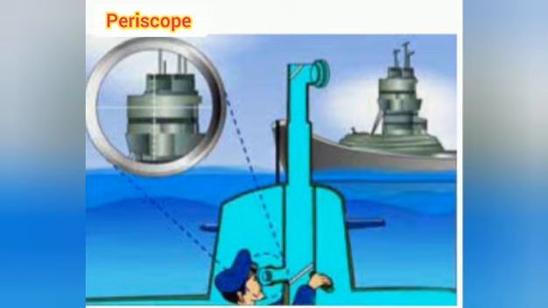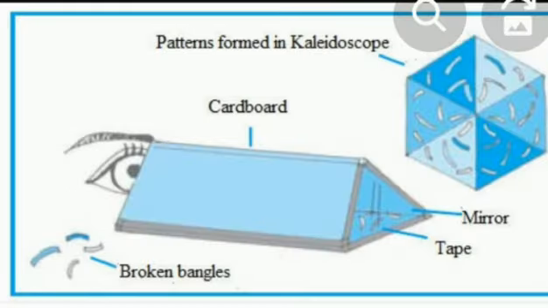The periscope is used in submarines to see ships on the surface of the water when the submarine is under water. A kaleidoscope is a tube-shaped optical instrument that contains mirrors and bits of colored glass whose reflections produce changing patterns when the tube is rotated. These are the uses of plane mirrors.